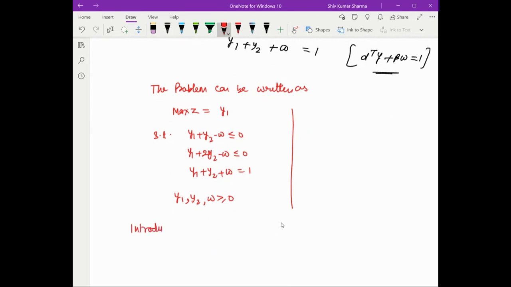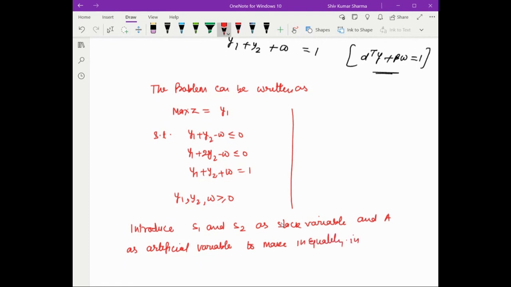we introduce S1 and S2 as slack variables, and this problem having an equal to sign, so we introduce the artificial variable A as an artificial variable to make inequality into equality.